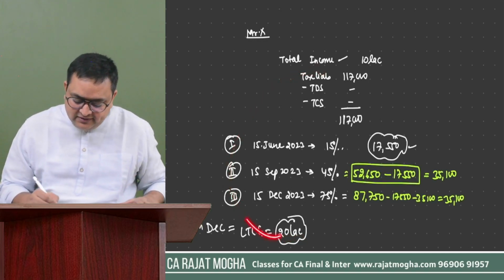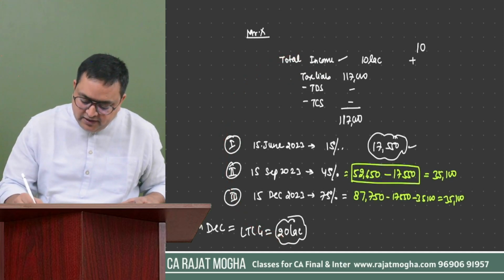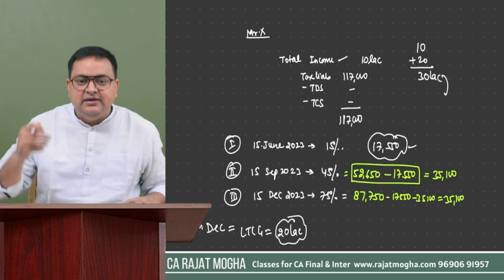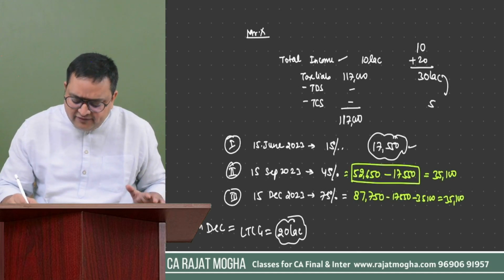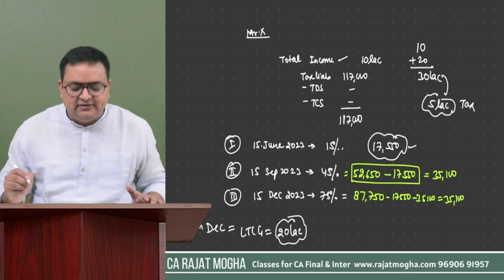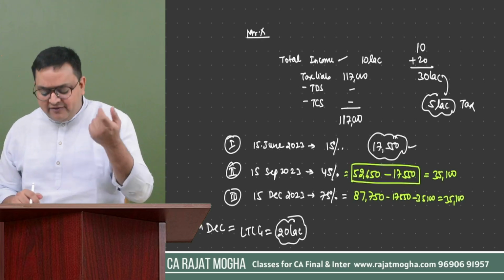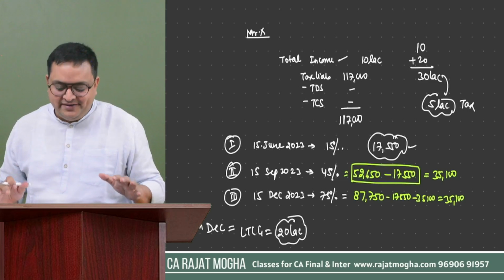So his earlier income was 10 lakh rupees. If you include this 20 lakh also, it would be 30 lakh, and accordingly the tax will be higher. Let's say the tax will be around 5 lakh rupees. I'm taking a very random figure. This would be his tax. How have I calculated this 5 lakh? No, I have not calculated it. This is just a very random figure.